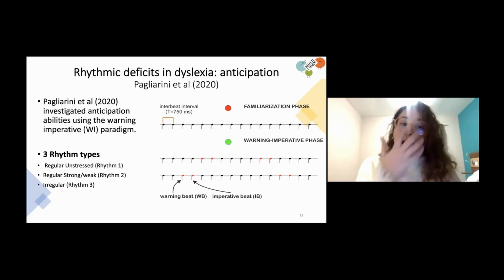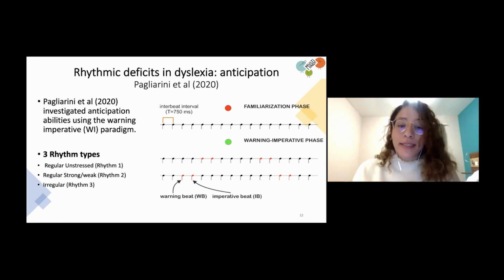To test this, Pagliarini in 2020 conducted a study to assess the anticipation abilities of individuals with dyslexia. And what she basically used is a task that we call the warning imperative task. In this task, individuals were first introduced to a familiarization stage in which they listen to a regular temporal structure, or a basic periodic pulsation, just to familiarize them with the rhythmic structure, to allow them to extract some regularity from the structure.